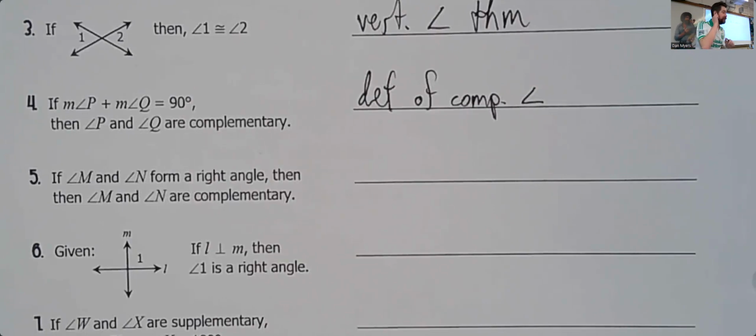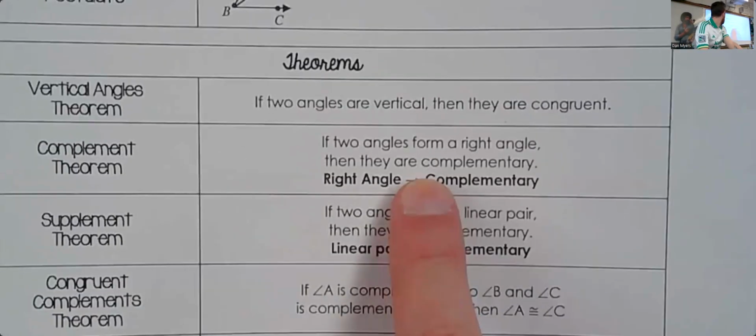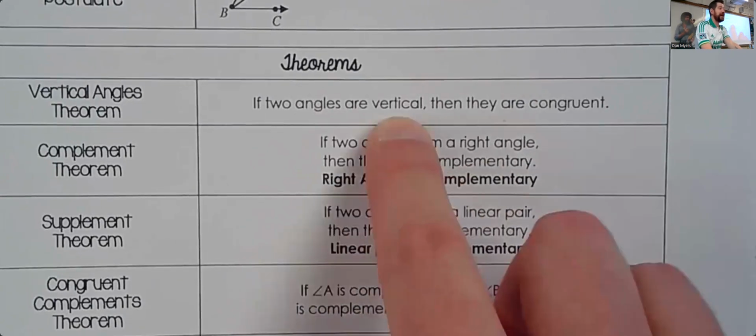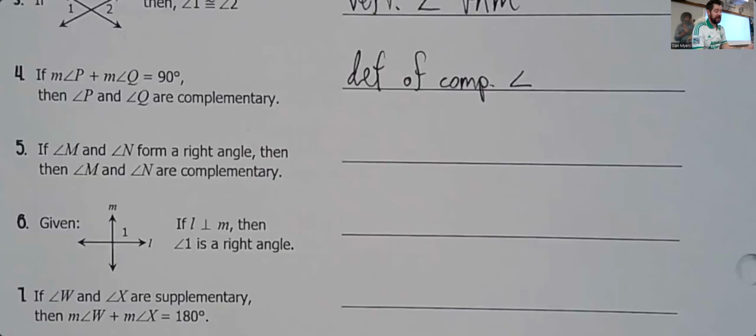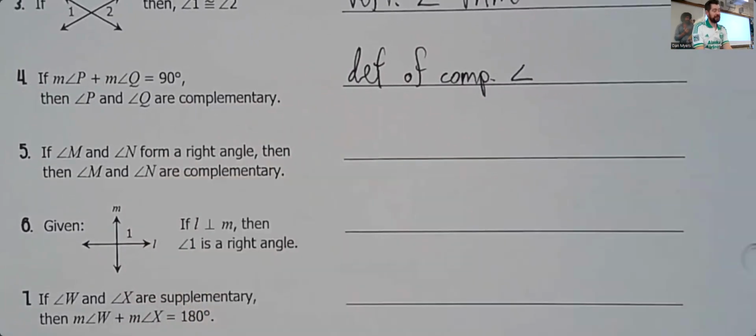It's the complement theorem. The complement theorem says if two angles form a right angle, then they are complementary. So we're looking for right angle and then complementary. Two angles form a right angle, they are complementary. That would be the complement theorem.